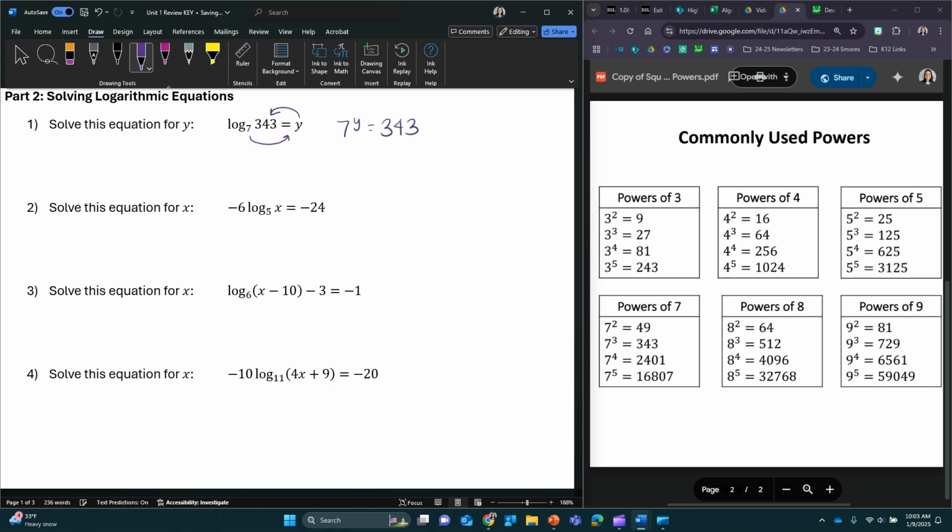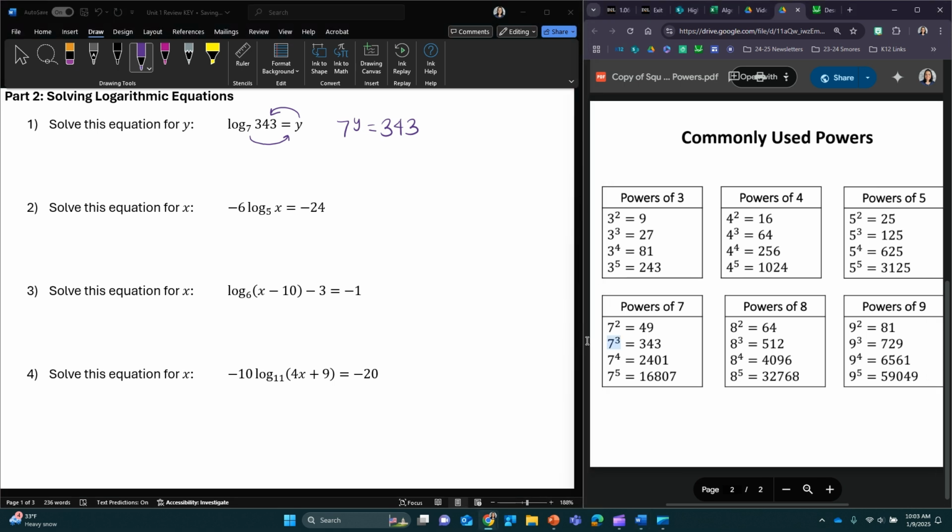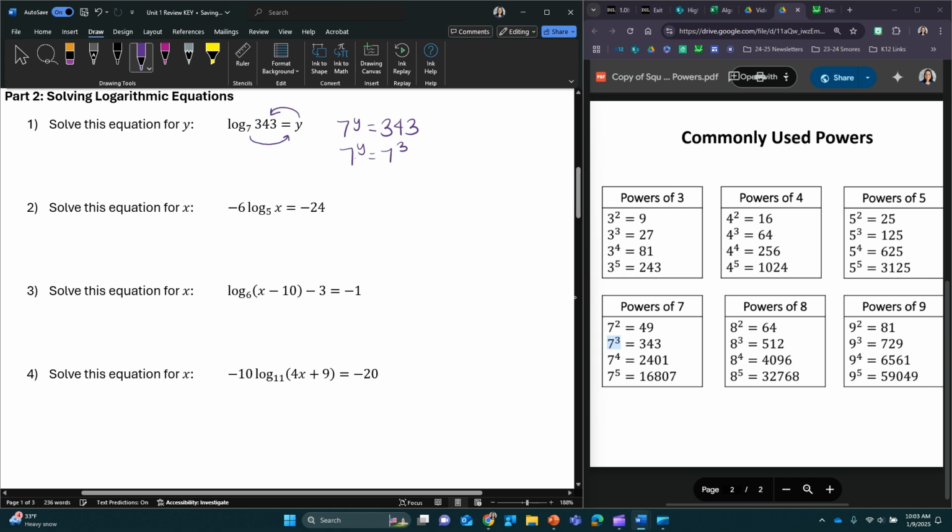So whenever we have something like this, it's good to check in our powers chart to see if that 343 is a power of 7. You can see here that it is in fact a power of 7. 7 to the third is equal to 343. So we can rewrite this as 7 to the y is equal to 7 to the third. And we know that if these two are equal like that, that means the exponents are equal. So we have y equals 3. Okay, and that's how you'd go about solving this equation.